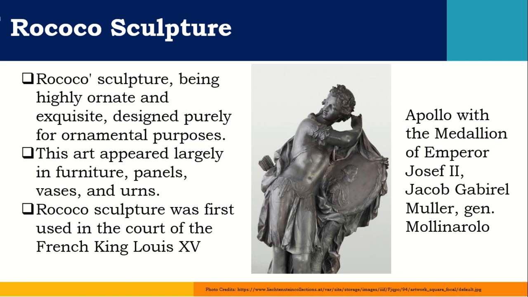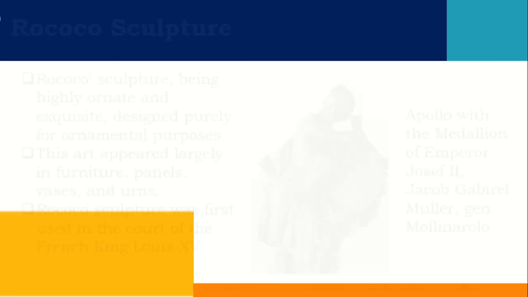Rococo sculpture. Rococo sculpture, being highly ornate and exquisite, was designed purely for ornamental purposes. This art appeared largely in furniture, panels, vases, and urns. Rococo sculpture was first used in the court of the French King Louis XV. An example of this is Apollo with the medallion of Emperor Joseph II by Jacob Gabriel Muller.